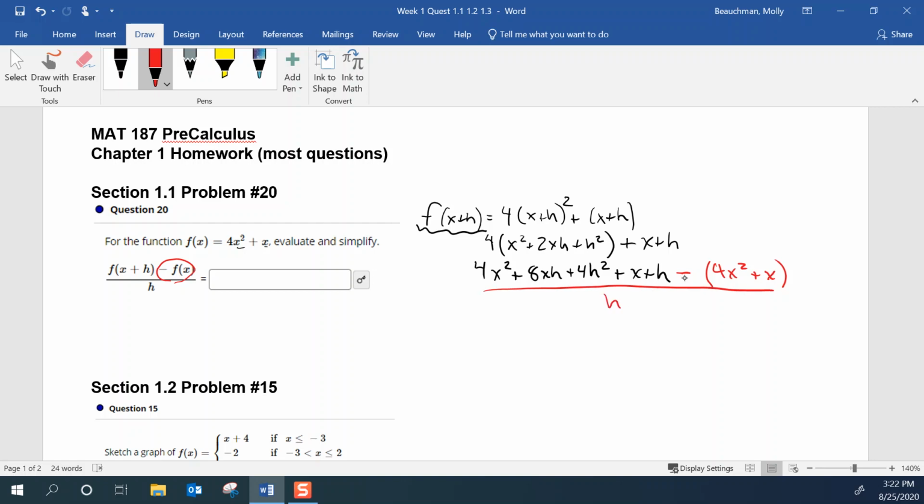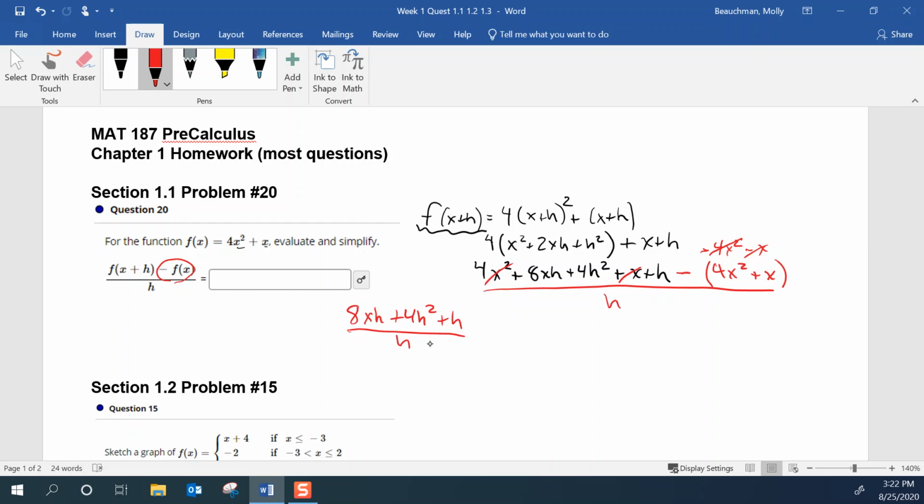From here, when you distribute the negative through, you'll end up with a minus 4x squared and a minus x. The 4x squared will cancel with that one, and the x cancels with the x, and what you're left with in the numerator, every term has an h in it. So we have 8xh plus 4h squared plus h all over h.